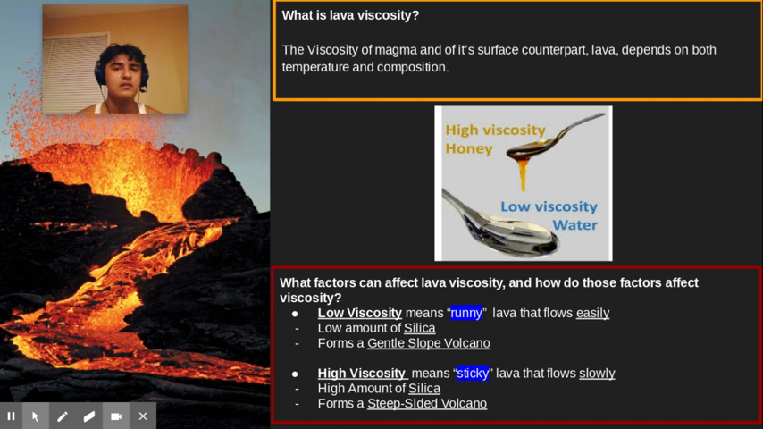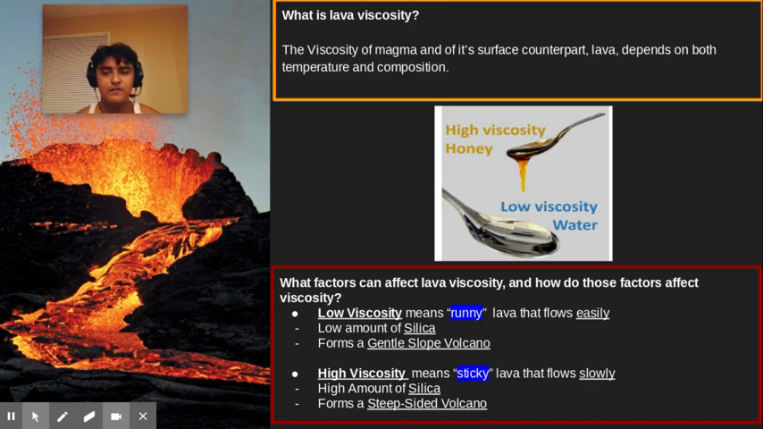What is lava viscosity? Pretty much lava viscosity is a surface counterpart, for example, lava, and it usually depends on both temperature and composition. For example, when it comes to high viscosity, it tends to be much thicker due to the higher amount of silica. When it's low viscosity, it tends to be much runnier. It flows much easier, as you can say. For example, right here, it's compared to water.